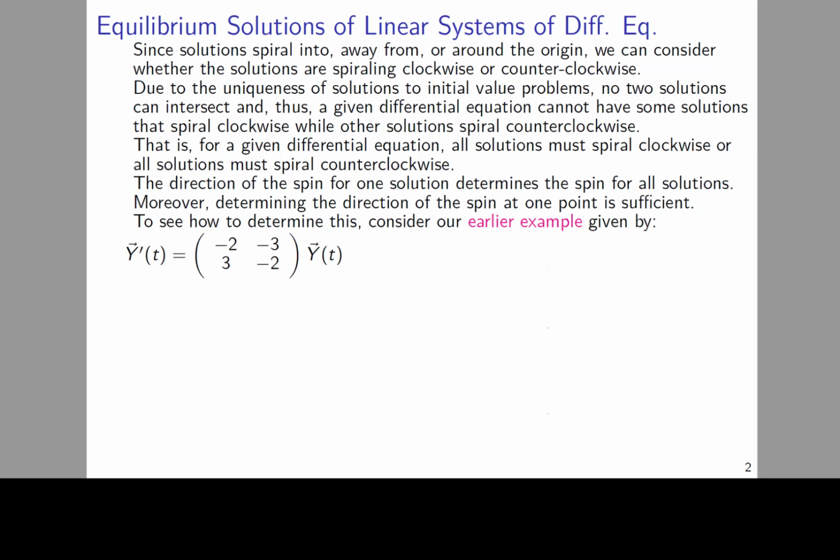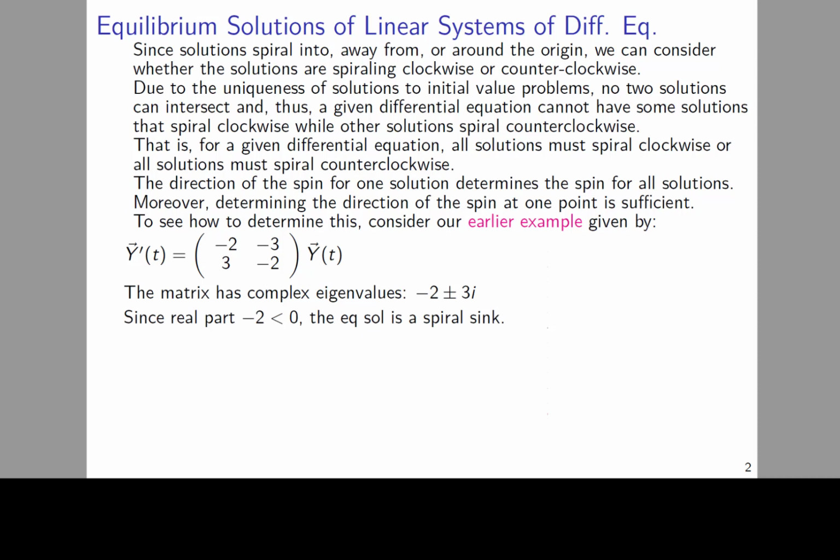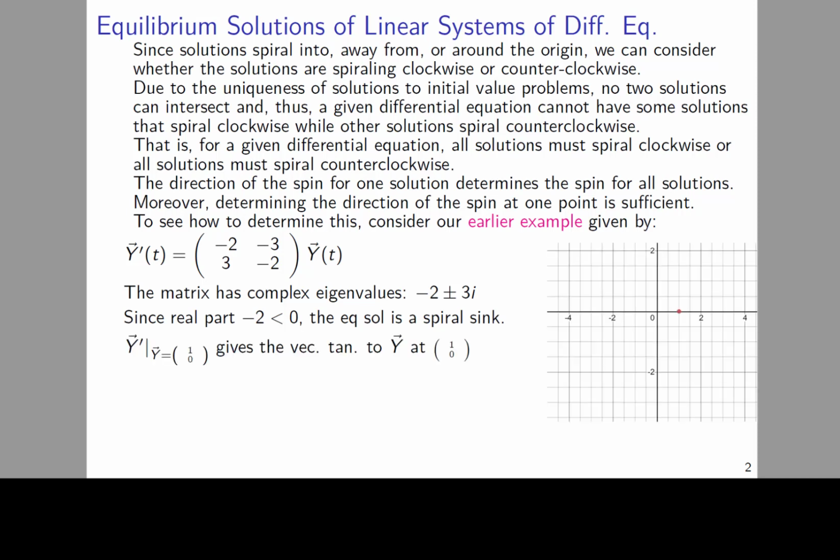To see how to determine this, consider our earlier example given by y'(t) equals the matrix [-2, -3; 3, -2] times y(t). This matrix we found to have complex eigenvalues -2 ± 3i. And since the real part, -2, is negative, the equilibrium solution at the origin is a spiral sink. Now, to determine the spin at one point, we want to look at the direction of our solution at one point. y' evaluated at a point gives the vector tangent to the solution y at that point.